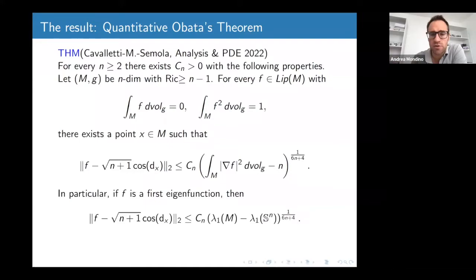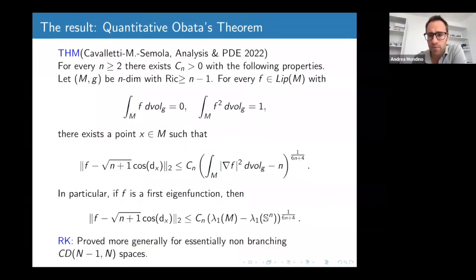In particular, of course, if the function is an eigenfunction, then one can bound the L2 difference between f and the cosine of the distance function with the difference between the first eigenvalue of the manifold and the first eigenvalue of the sphere, just because the L2 norm squared is equal to the first eigenvalue. And again, I stated it for simplicity for smooth manifolds, but actually we proved it for these non-smooth spaces with lower bound on the Ricci, so on essentially non-branching CD(n-1, N) spaces.